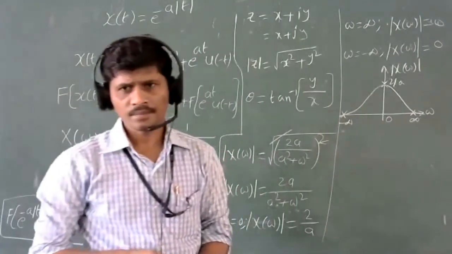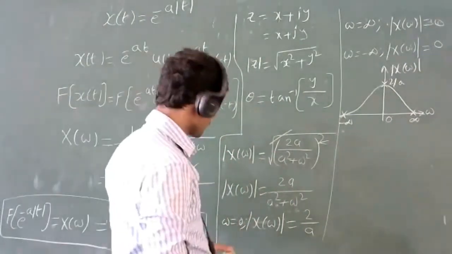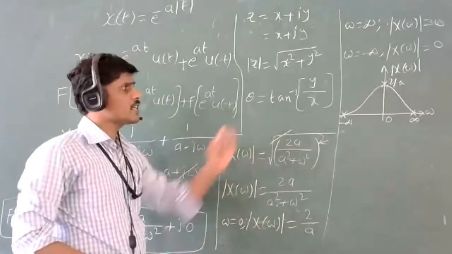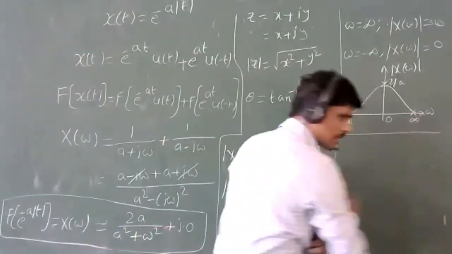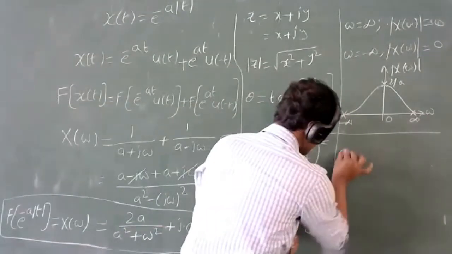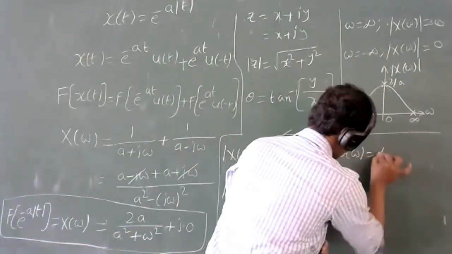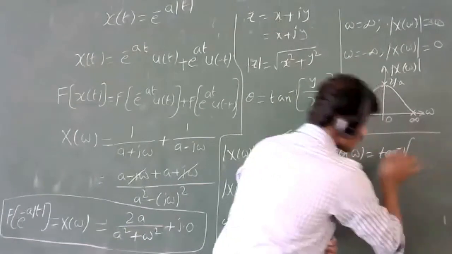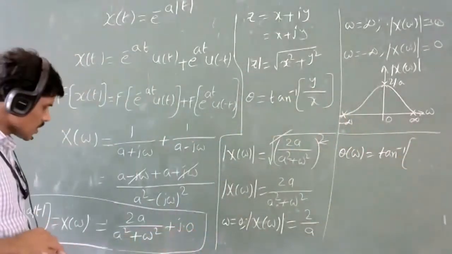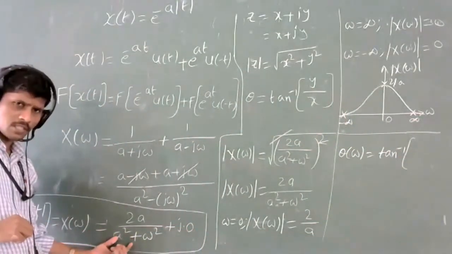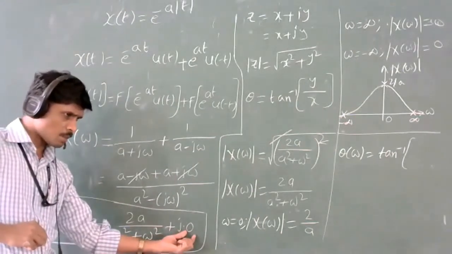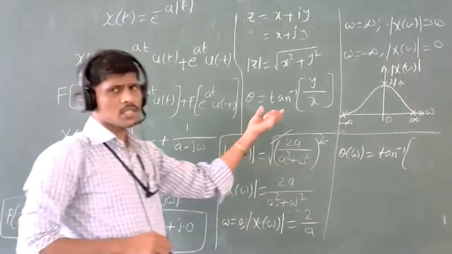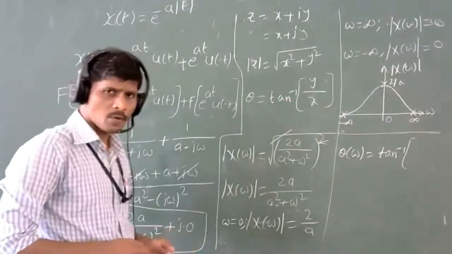Understand everyone? Phase angle. What is the phase angle formula? Theta is equal to tan inverse of y by x. Next, calculate the phase angle. The phase angle theta of omega is equal to tan inverse of... What is the Fourier transform of the signal? This is the Fourier transform of the signal. What is the real part? This is the real part and this is the imaginary part. What is the basic expression of the phase angle? Tan inverse of imaginary part by real part.